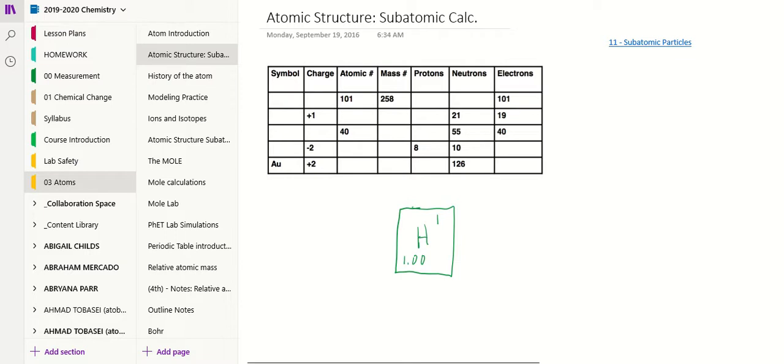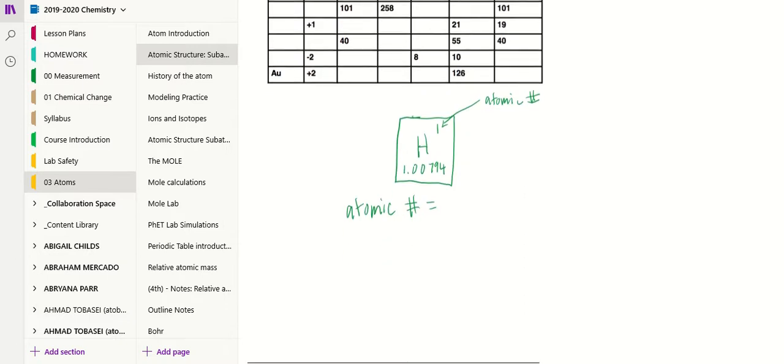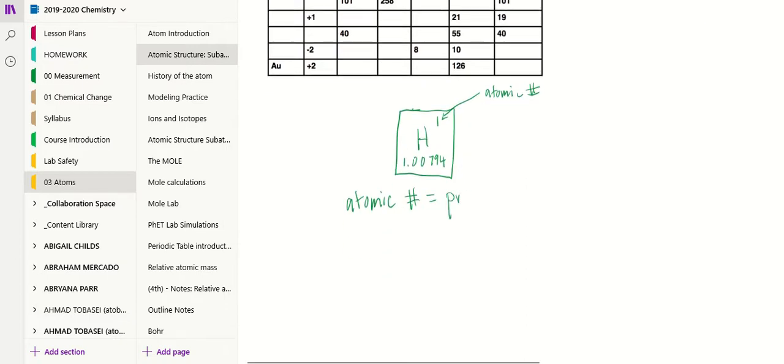So in this case, it's in the upper right. Man, it's hard to talk and write at the same time. So if you look at my hydrogen on the periodic table, this upper right number right here represents your atomic number. And what is the atomic number? The number of what? This is the number of protons.